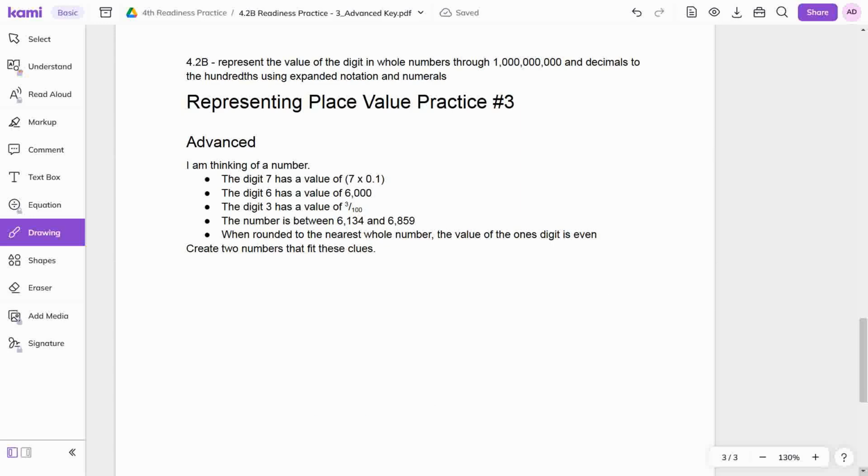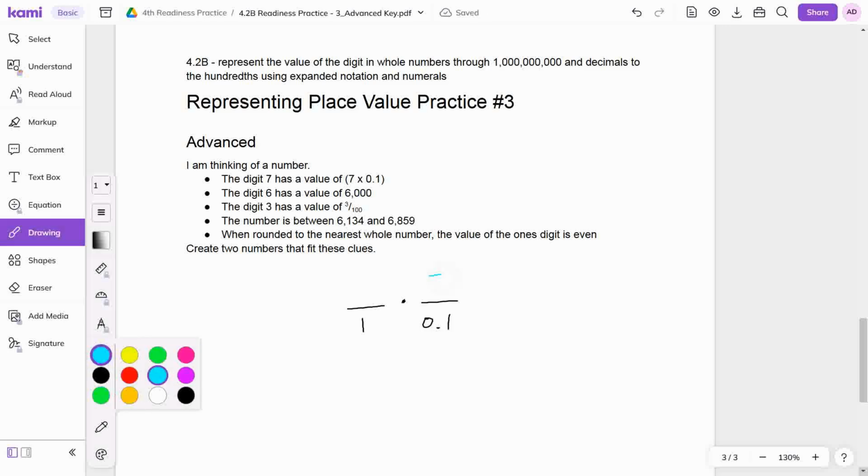Let's look at our last problem here. I'm thinking of a number. We have a whole bunch of clues here. All right, so I'm thinking of a number. The 7 has a value of, now it's 7 times 0.1. So let me write this number. Okay, so I know I at least need a ones place and a tenths place. And I know this 7 is going to be right there.